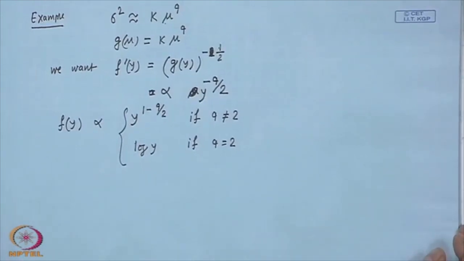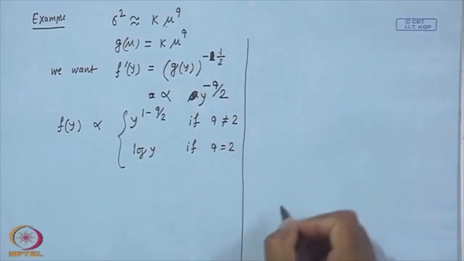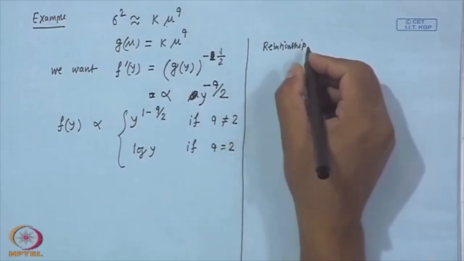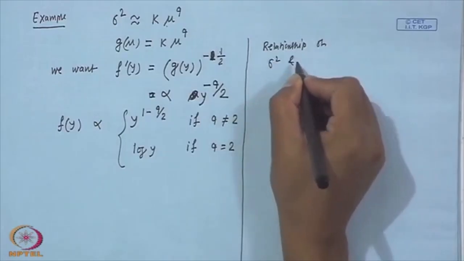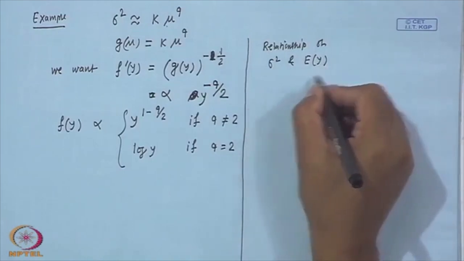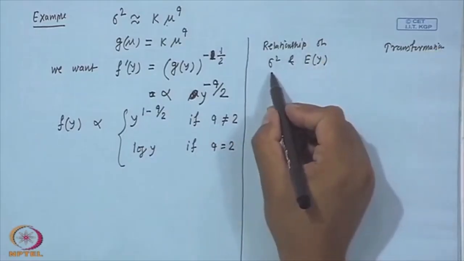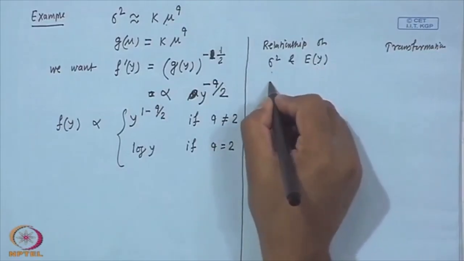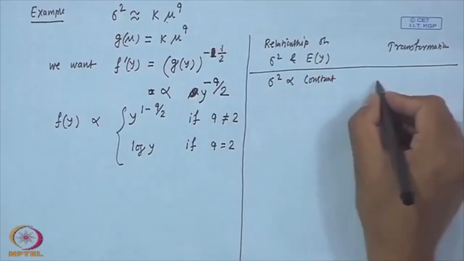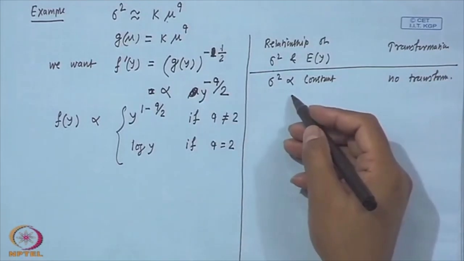Now, I will talk about several commonly used transformations. Suppose the relationship between sigma square and E(y) is this: sigma square is proportional to a constant. Then you do not need to take any transformation, no transformation, because the constant variance assumption is satisfied here.